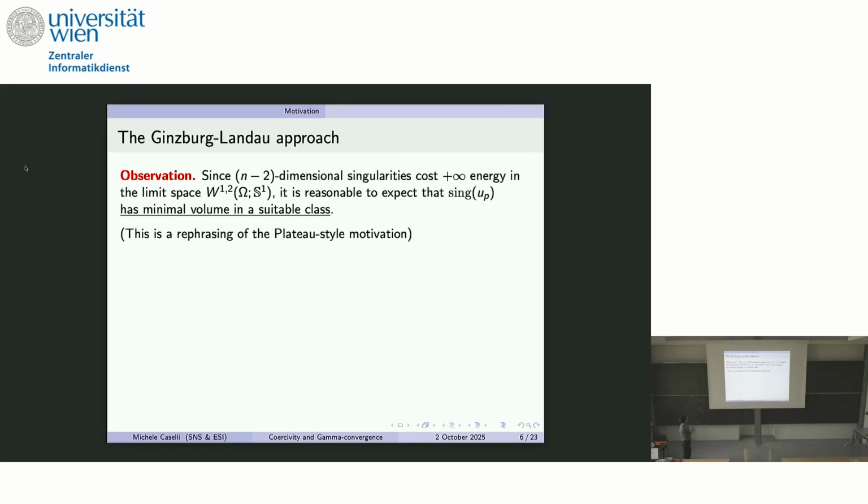So this is a rephrasing of the Plateau-style motivation. This one. So the fact that these maps, the minimizing maps with prescribed boundary datum, will try to connect the vortices with the least area possible.